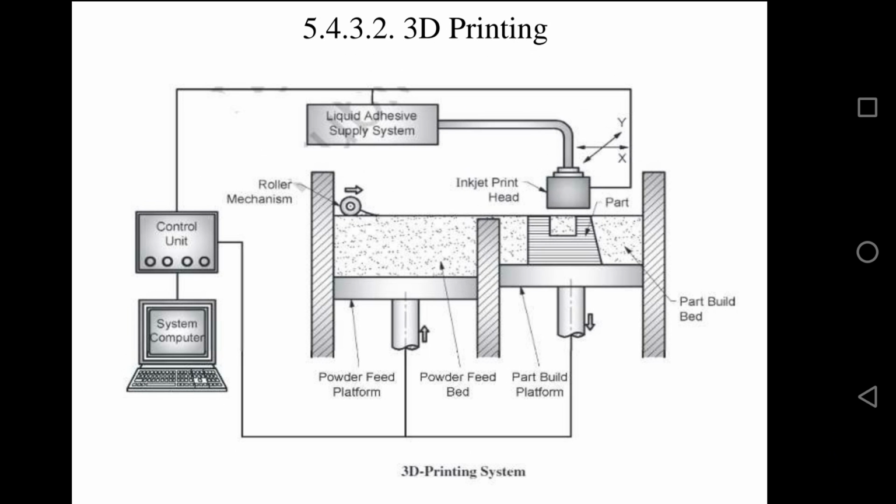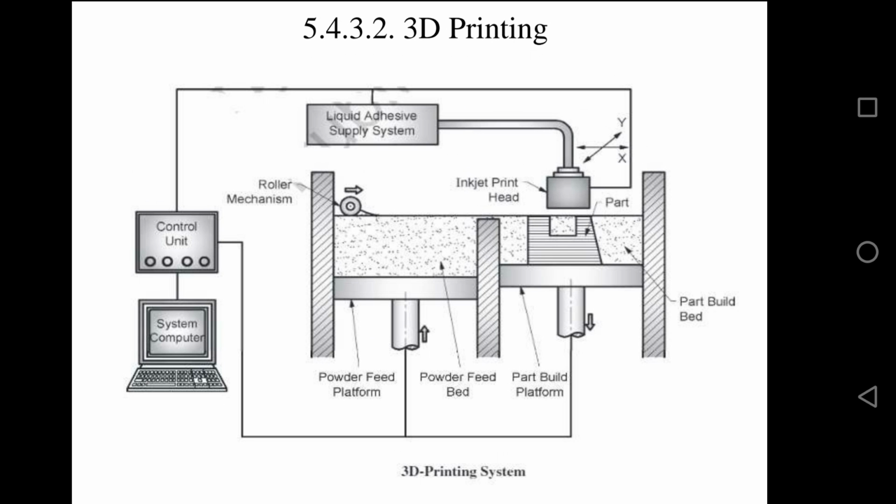So what are the components of a 3D printing system? We must have a pre-processing computer, a 3D printing system computer, and a control unit. Along with that, we need an inkjet print head, a liquid adhesive supply system, a powder feed bed, part build bed, powder feed platform and cylinder, and part build platform and cylinder. You can see that in the diagram of 3D printing.